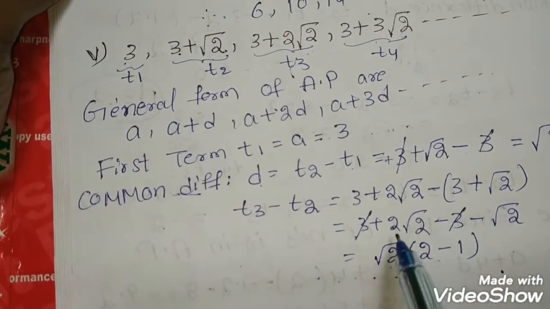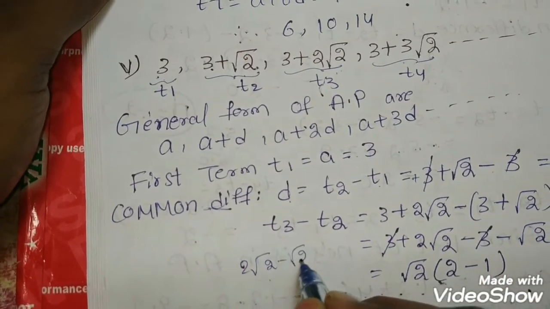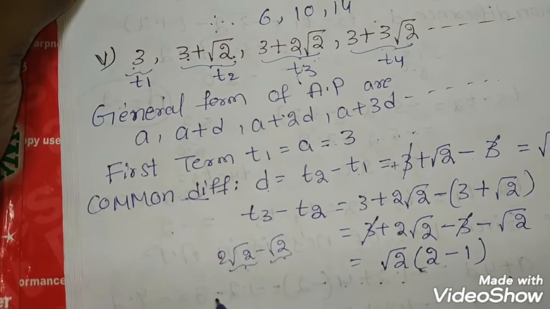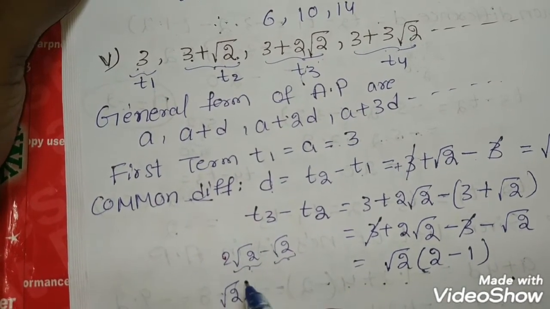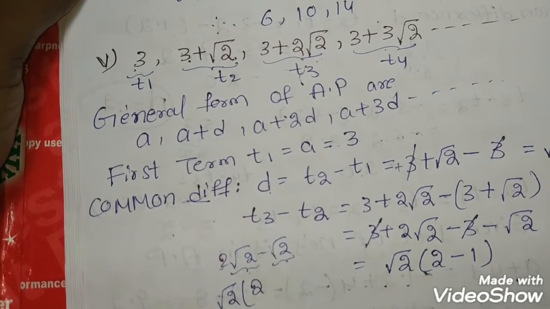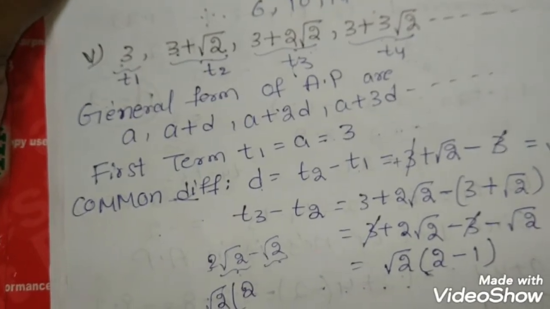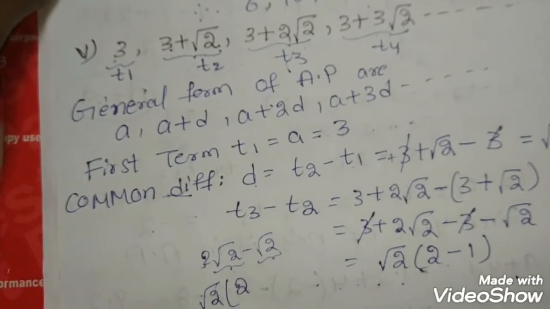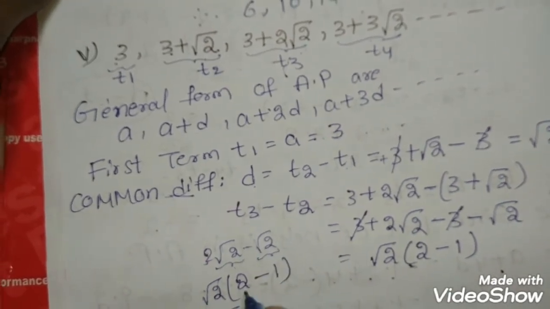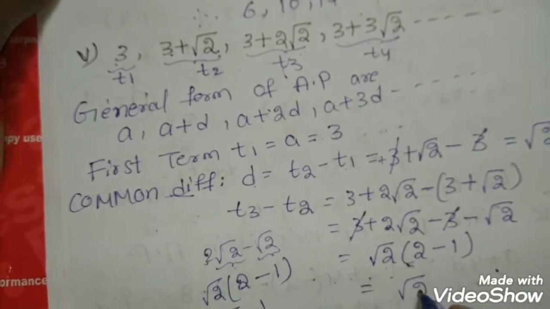Let me explain again. What is remaining here? 2 root 2 minus root 2, right? Why don't we take root 2 common? So root 2 is outside. What is the remaining number here? 2 minus 1, root 2. What is 2 minus 1? We get 1. So our answer is root 2 itself.